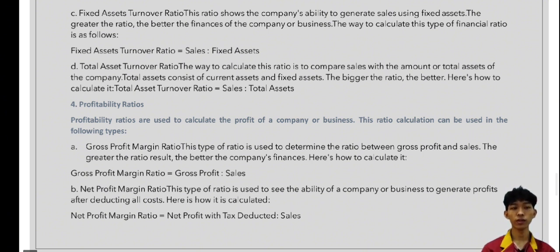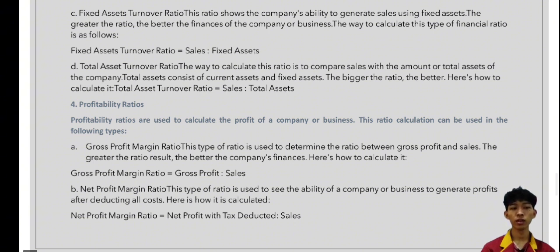Total asset turnover ratio. The way to calculate this ratio is to compare sales with the amount or total asset of the company. Total asset consists of current asset and fixed asset. The bigger the ratio, the better. Here's how to calculate it. Total asset turnover ratio equals sales over total asset.